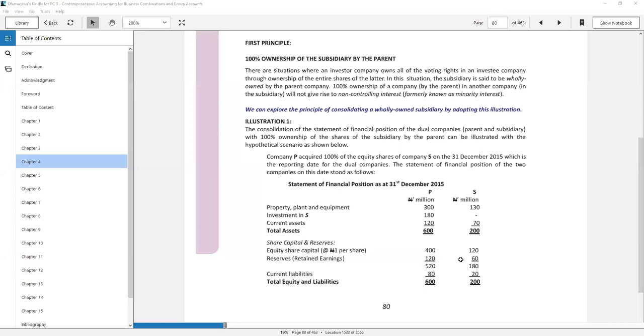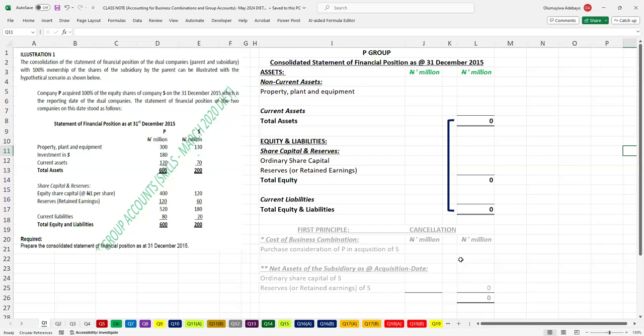Okay, thank you. What is the requirement? Can you read it from the Excel sheets? Prepare the consolidated statement of financial position as at 31st December 2015. Okay, thank you very much. Now, I've more or less brought it into the Excel sheets. Okay, now what do we do?